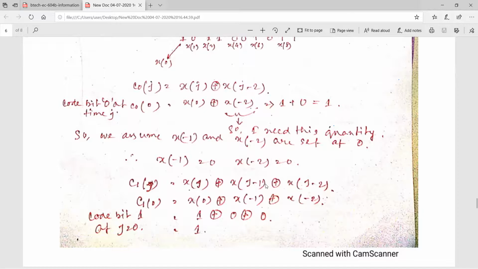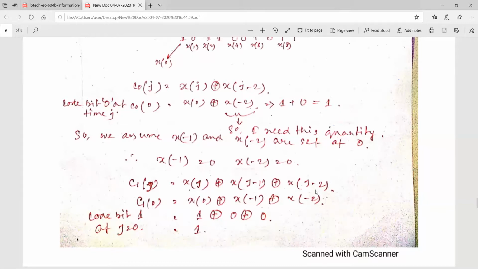These are the code word expressions. That means C0j equals xj XOR xj minus 2, and C1j will be xj XOR xj minus 1 XOR xj minus 2. That means for generating code bit 1, we will consider the information bit of the present instant of time, that means j, and two past instants of time, that is j minus 1 and j minus 2.